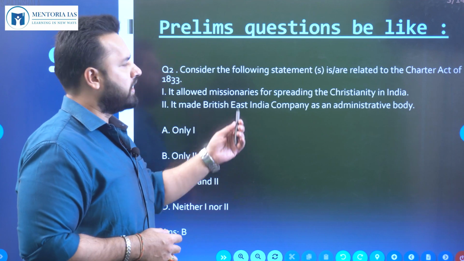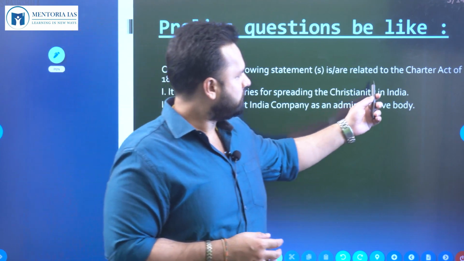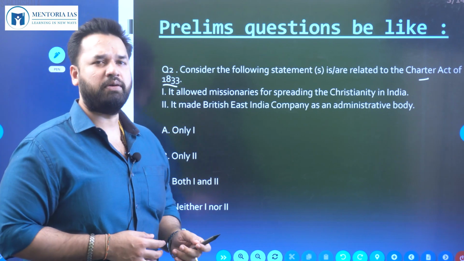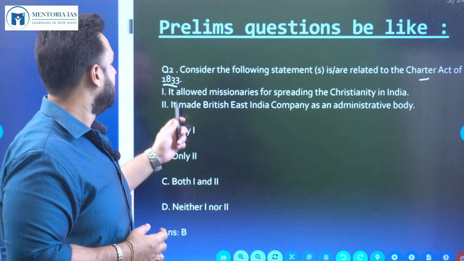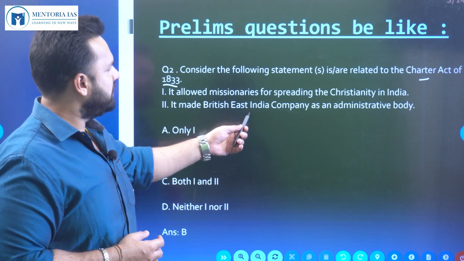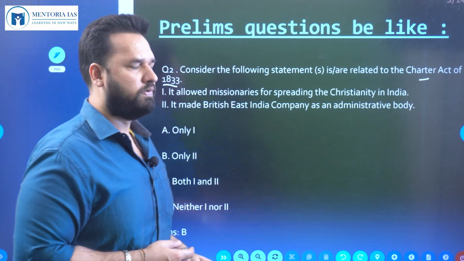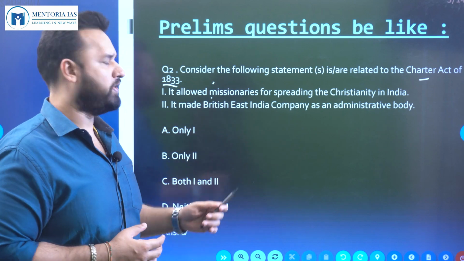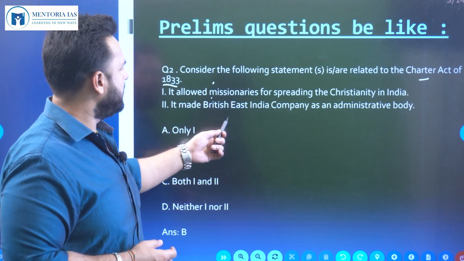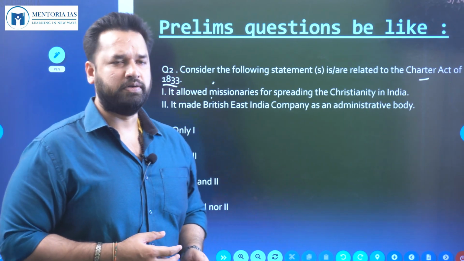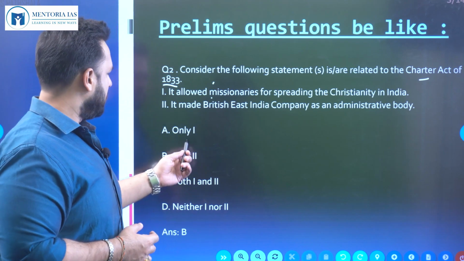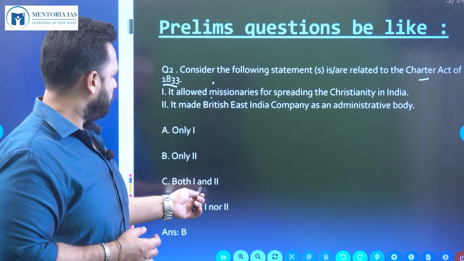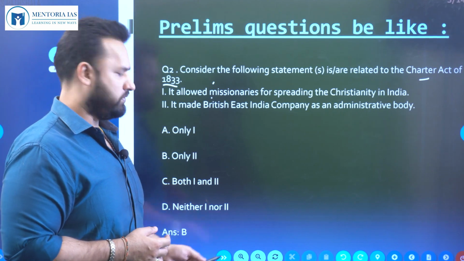The next question. Consider the following statements which are related to the Charter Act of 1833. First statement: it allowed missionaries from spreading Christianity in India. What does it mean? It's saying that it allowed missionaries to come to India. Second: it made British East India Company an administrative body. The options are: option 1 only, option 2 only, both 1 and 2, neither 1 nor 2.